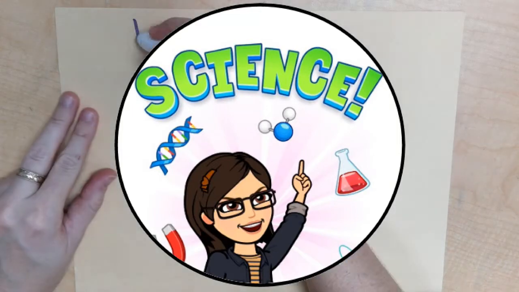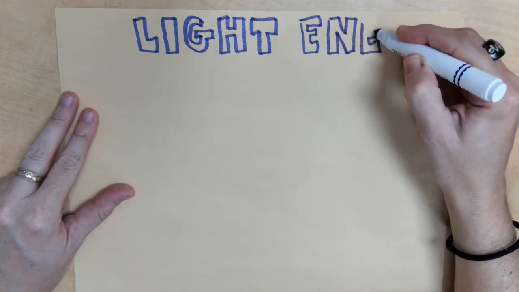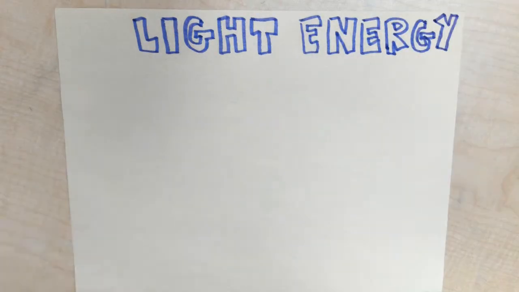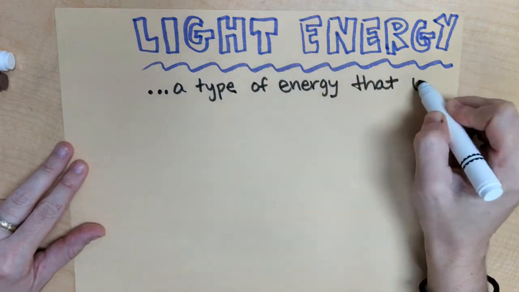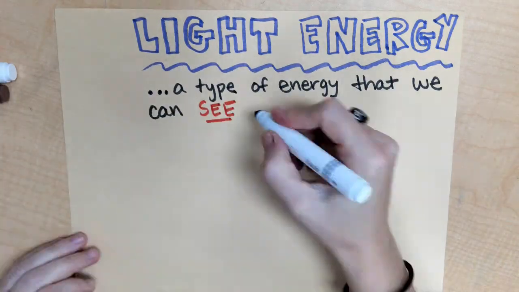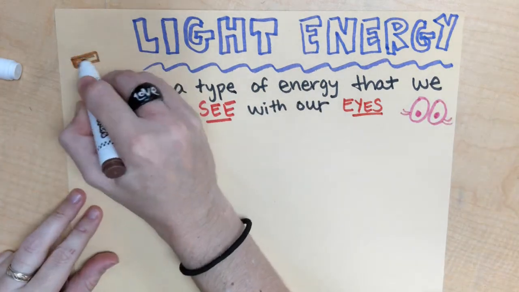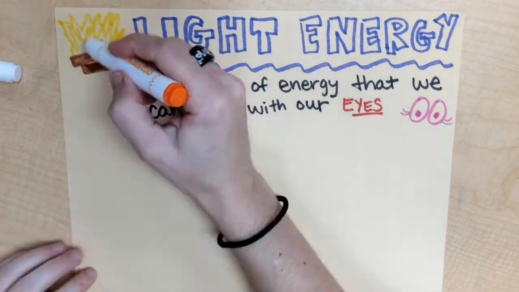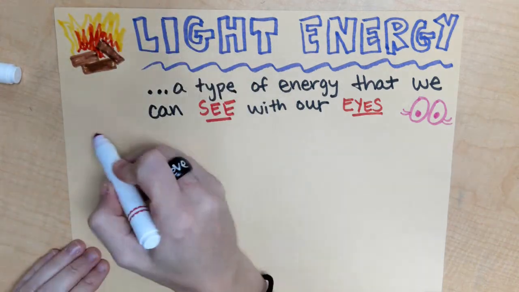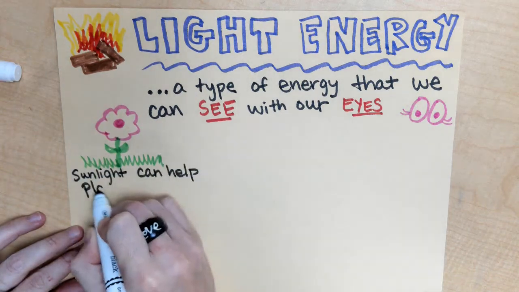Hey everyone, it's Miss Bell here again from the Science Lab, and today we're going to be talking about another type of energy, light energy, which is a type of energy that we can see with our eyes. Now, the light energy that we get from the sun will obviously help plants and flowers and food and trees grow, which we need to survive.